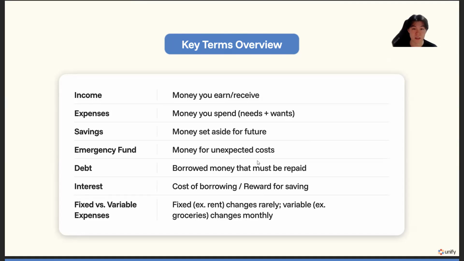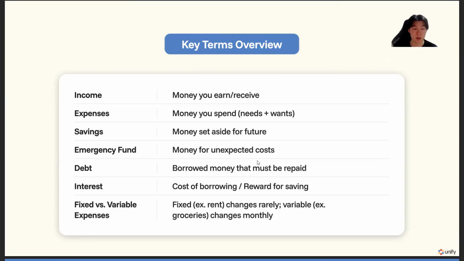Now, let's take a look at the key terms that you'll need to know before going into the lesson today. So first would be income, which is the money you earn or receive, such as a salary from your job, a paycheck. Expenses, money you'll spend. Savings, money you set aside for the future. Emergency fund, money for unexpected costs. Debt, which is borrowed money that must be repaid. Interest, cost of borrowing slash reward for saving.